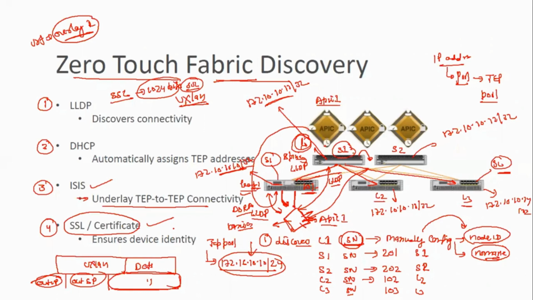Okay, so these are the zero touch fabric discovery. You don't have to configure spine or leaf, the only thing you have to configure is the APIC, that's it, and everything will happen automatically. So that is why it says it's a zero touch fabric discovery.